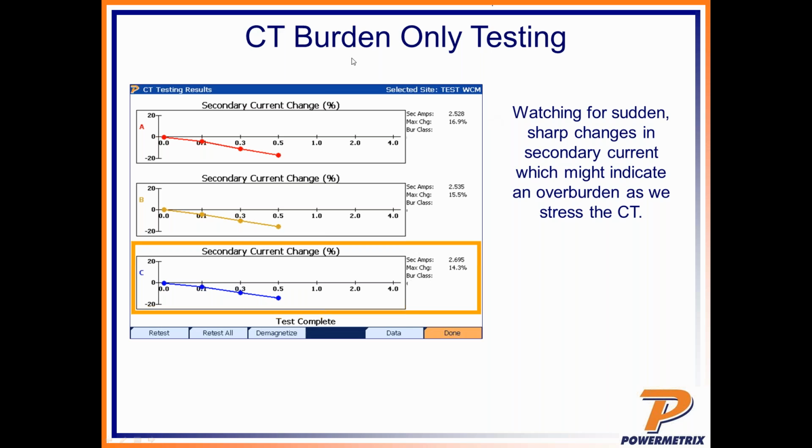Moving forward, for CT burden only testing, this is what the graph looks like. So you're not seeing the parallelogram because you're not looking at any ratio between the primary and secondary, because we're just looking at the secondary current. And this basically just shows us how our secondary current is changing as we're adding extra burden to that CT. What you don't want to see here are sudden, sharp changes in the secondary current. Like if it goes to 0.1 ohms and then drops off the charts, that's saying, well, now I'm definitely in an overburden situation as we stress that CT, right?